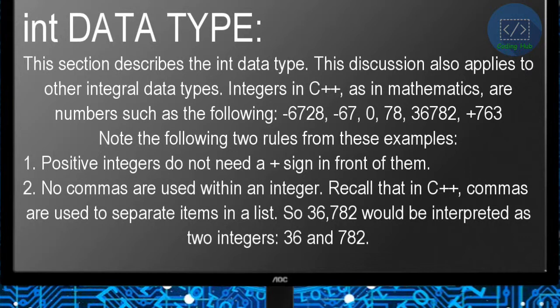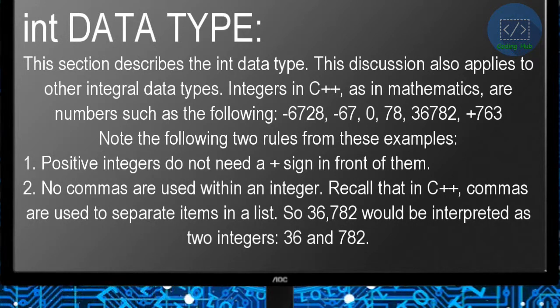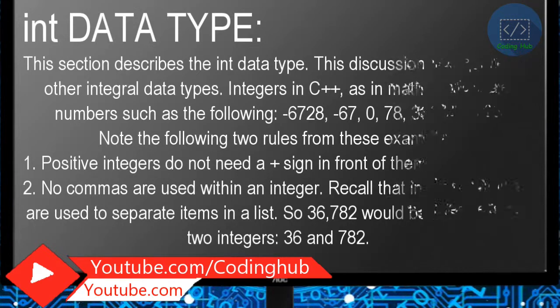1. Positive integers do not need a plus sign in front of them. 2. No commas are used within an integer. Recall that in C++, commas are used to separate items in a list. So 36,782 would be interpreted as two integers, 36 and 782.